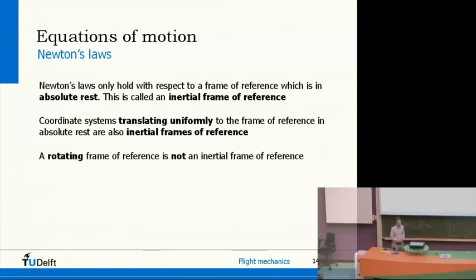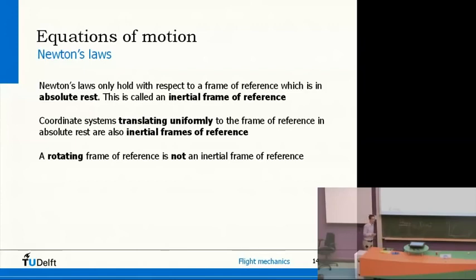Now, to start with Newton's laws, this equation really only holds when you're in an inertial frame of reference. And what does that mean? That's a frame of reference, so a coordinate system with axes, which is fixed in space and it's not moving at all. So it's completely at rest.